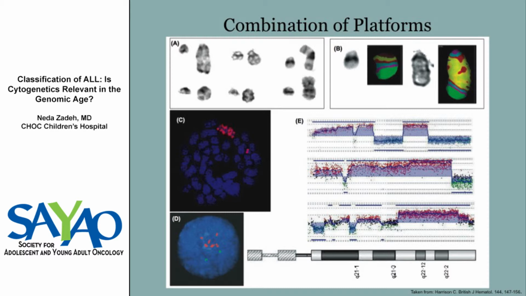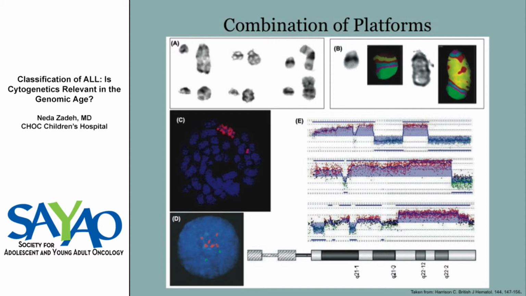And these are from patients, again, with iAMP21. And M-banding here, you can see, really indicates that there's complex intrachromosomal rearrangements along the Q arm of chromosome 21. In picture C, this is a metaphase FISH, and there's a single signal from RUNX1 on the normal chromosome 21, and then you see additional RUNX1 signals on the abnormal chromosome 21.